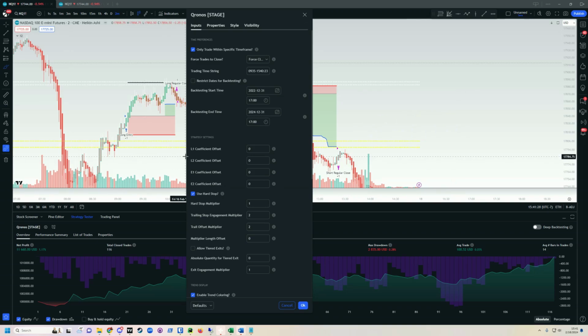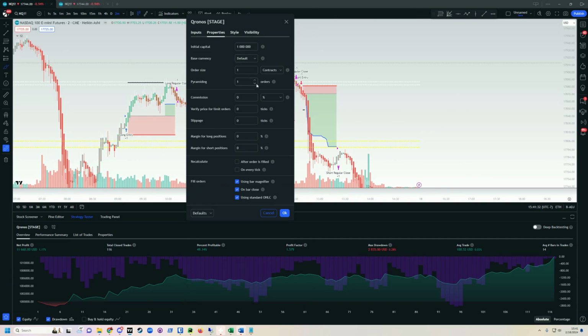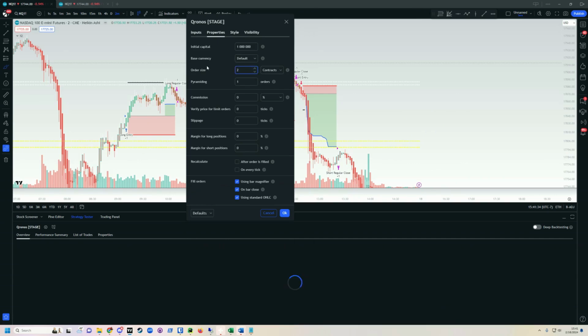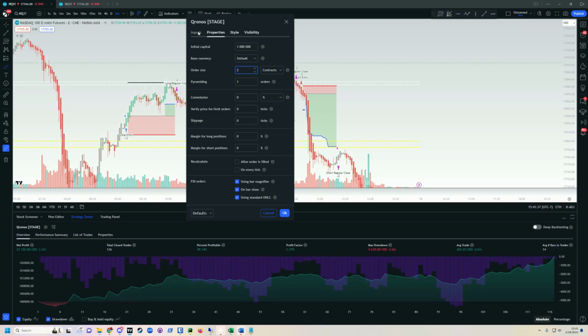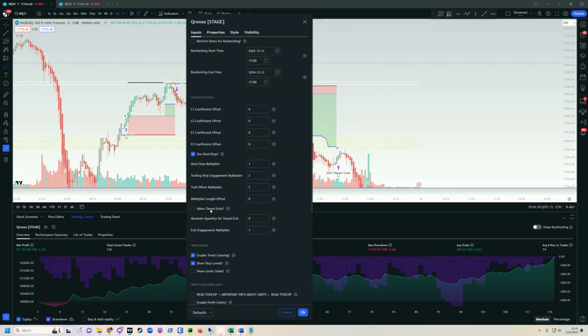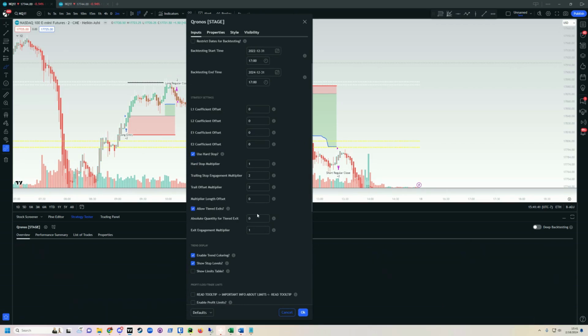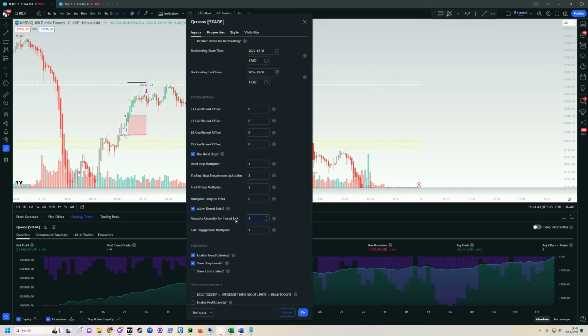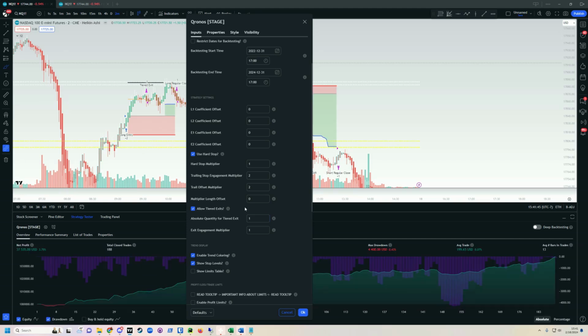So now let's look at our tiered exits. And for tiered exits to work, we have to be trading more than one contract, of course. Otherwise, there's nothing to tier out of. So we'll go to 2. And right here, we'll click Allowed Tier Exits. And we'll change this to 1. Okay, now we've got some new stuff on the chart.